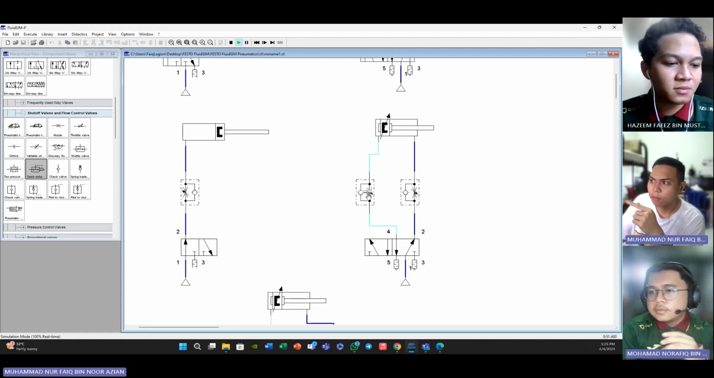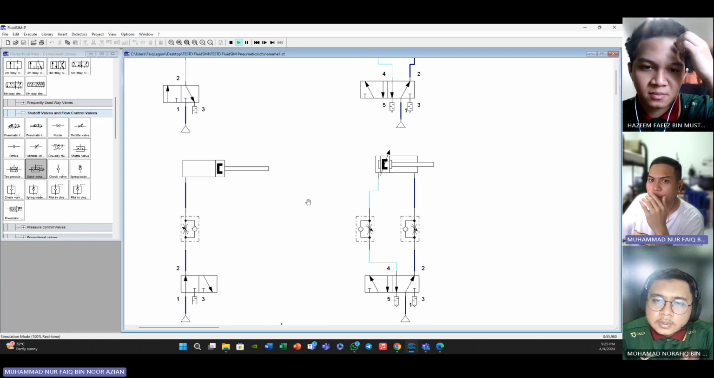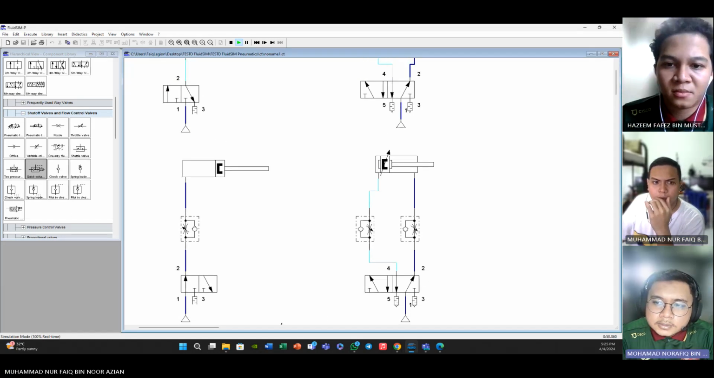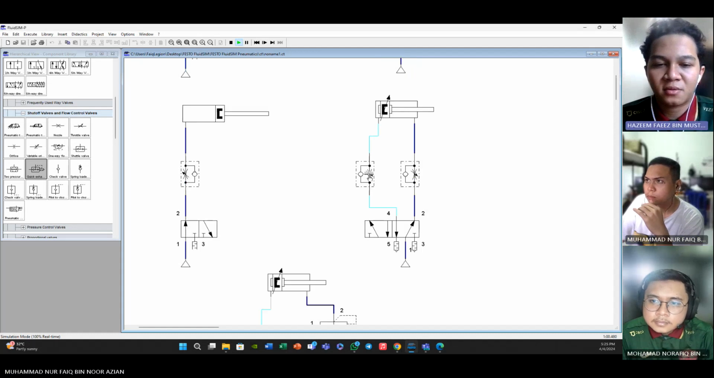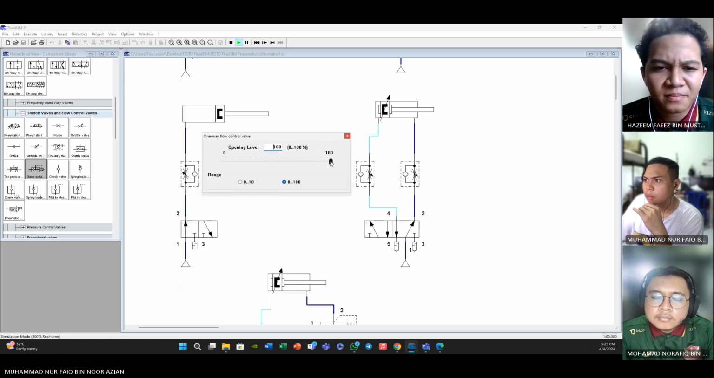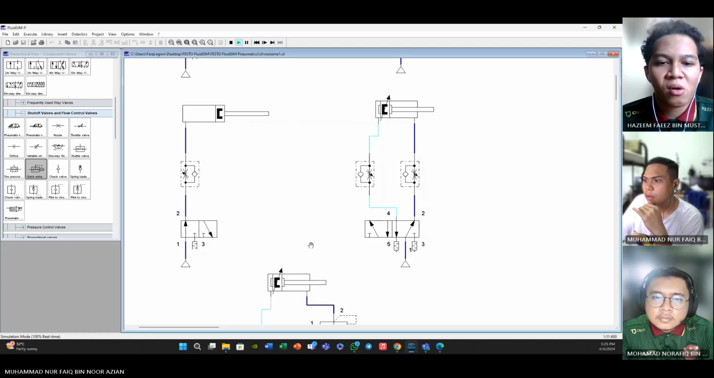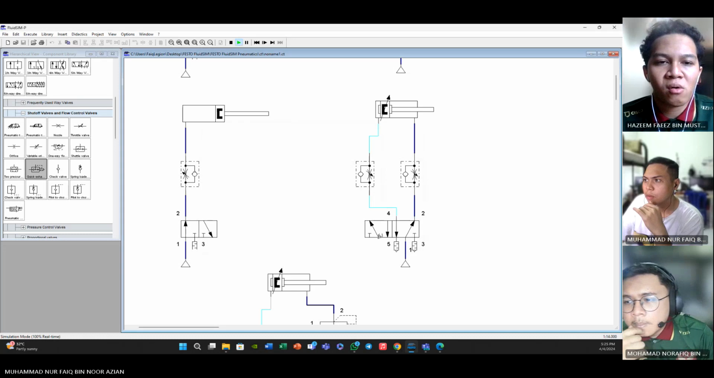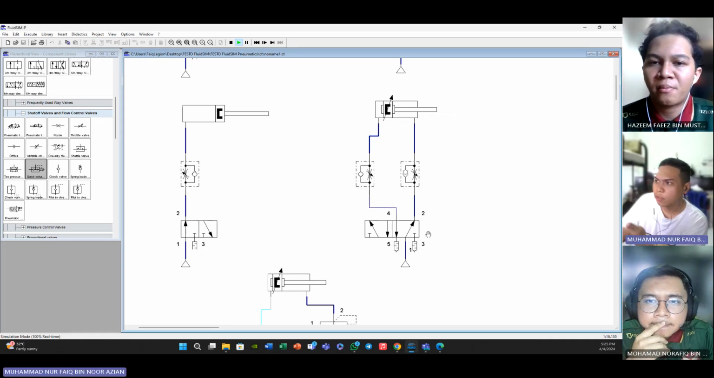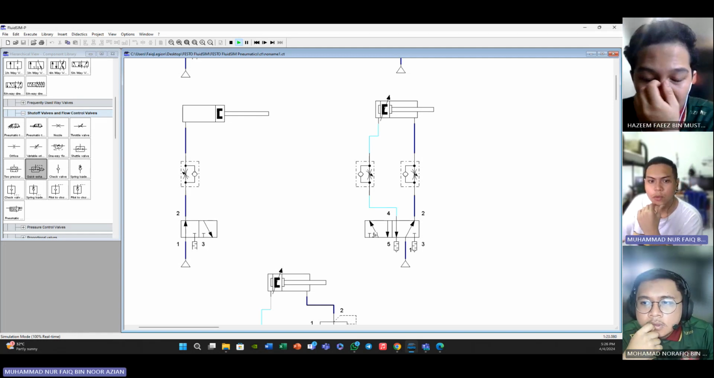Same goes with the double action. New level. So, you see, it becomes slower than before, right? Yes. That's all I want to show.